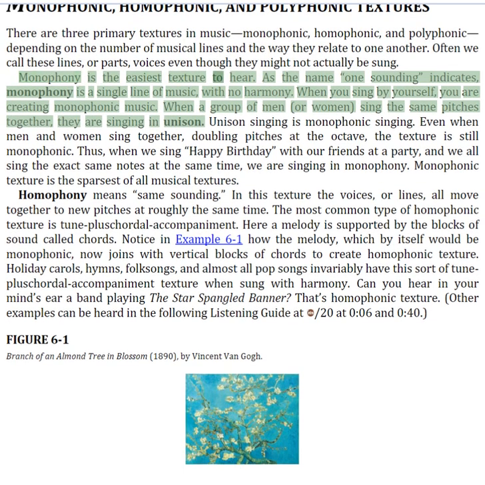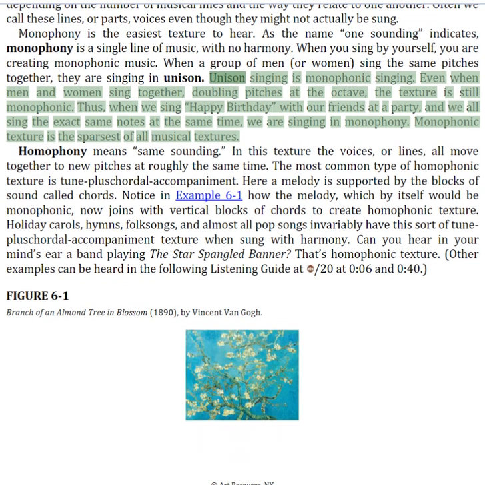Monophony is the easiest texture to hear. As the name, "one sounding," indicates, monophony is a single line of music, with no harmony. When you sing by yourself, you are creating monophonic music. When a group of men sing the same pitches together, they are singing in unison. Unison singing is monophonic singing. Even when men and women sing together, doubling pitches at the octave, the texture is still monophonic. Thus, when we sing "Happy Birthday" with our friends at a party, and we all sing the exact same notes at the same time, we are singing in monophony.